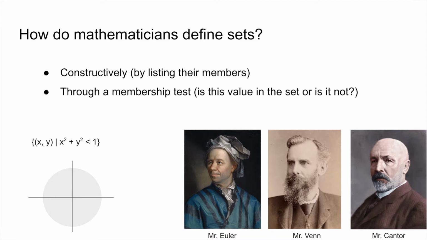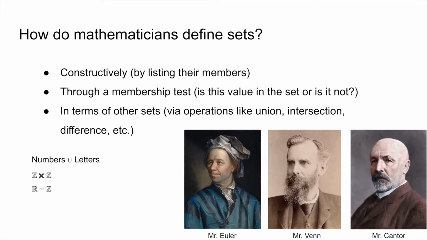Another way that you can define a set is through a membership test. This is a way of telling whether a value is in a set or not in a set, which, if you think about it, is really what the definition of a set is. Either you're in the set or you're not in the set. An example of this is the set of real numbers x, y, such that x squared plus y squared is less than 1, which, if you remember your algebra or geometry class from high school, you might remember is a circle.